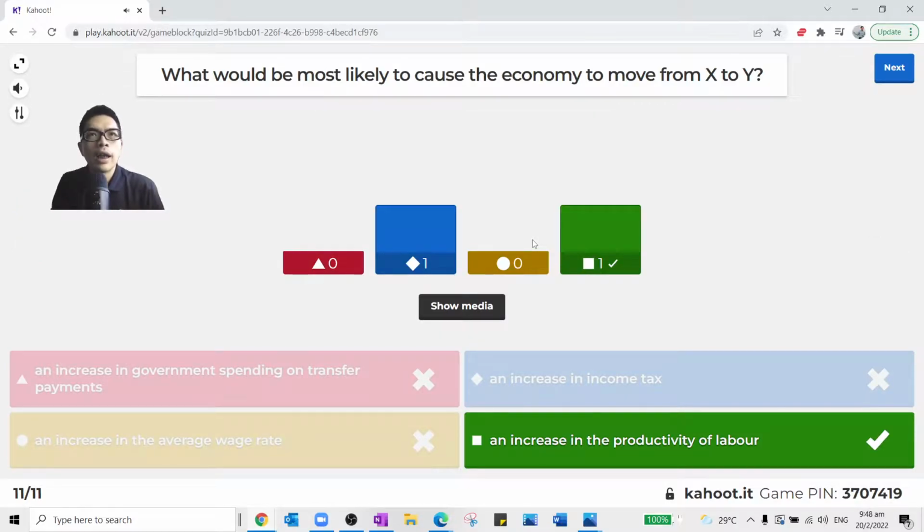Alright, so you realize that if you want to move from X to Y, it's a movement along the AD, so it has to be satisfied with an outward shift in the AS curve in order to cut at Y. The outward shift of the AS curve is going to be satisfied by higher productivity of workers, which will lead to lower cost of production. The first two are going to affect AD. The yellow is going to drive up your cost of production. Only the green option is correct.